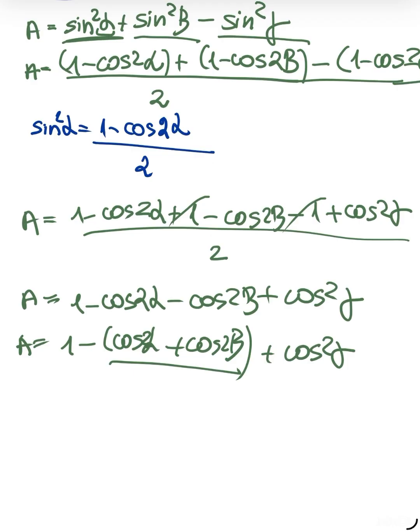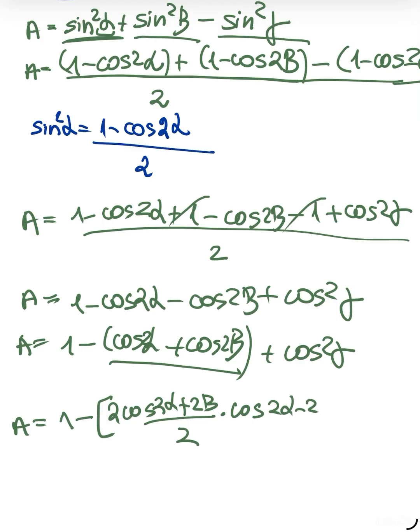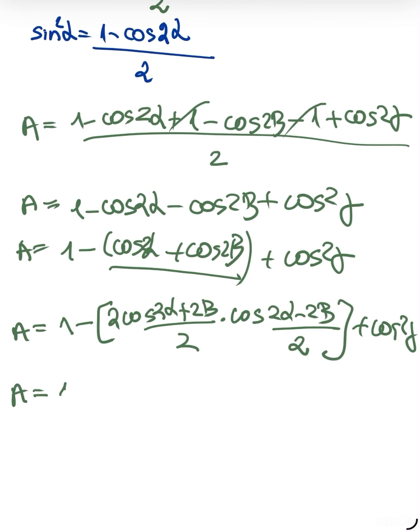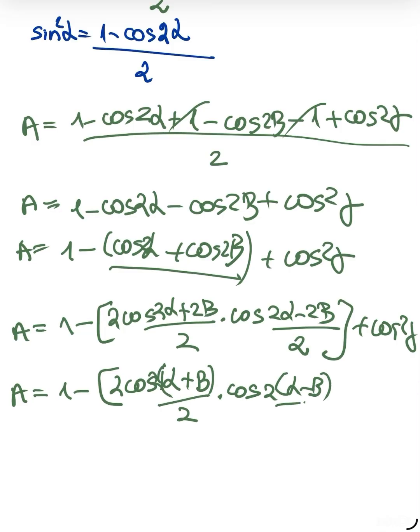So we just apply the formula and we obtain A is equal to 1 minus, in brackets, 2 times cosine of (2 alpha plus 2 beta) divided by 2 times cosine of (2 alpha minus 2 beta) divided by 2, and then plus cosine 2 gamma. A will be equal to 1 minus 2 times cosine alpha plus beta. Let me write it like that: 2 times alpha plus beta divided by 2, so it's clear for people who will solve this exercise for the first time.